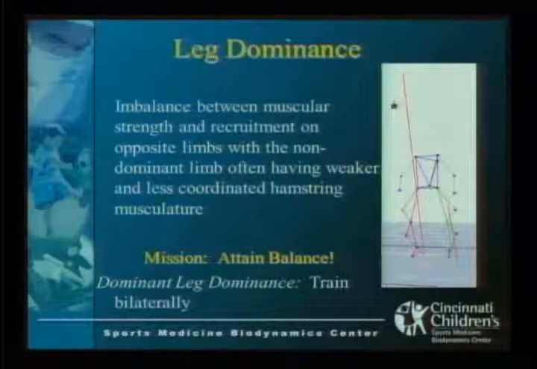So the final imbalance which we'll talk about is leg dominance. And again, as we reviewed from yesterday, it's the imbalance between muscular strength and recruitment from side to side. Typically, after ACL reconstruction, the dominant leg turns into the unaffected side, whereas the ACL reconstructed limb turns into the non-dominant or the affected side. So our mission here should be to try to, again, gain balance.